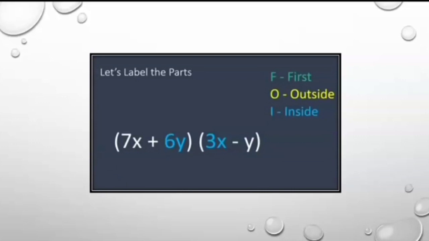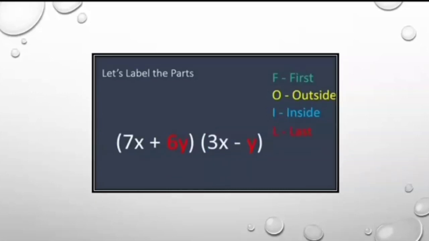Now what are the inner terms? Inner terms of both polynomials are 6y and 3x. Now see the last terms. 6y is the last term of the first binomial and minus y is the last term of the second binomial. So 6y and minus y are the last terms of both polynomials.